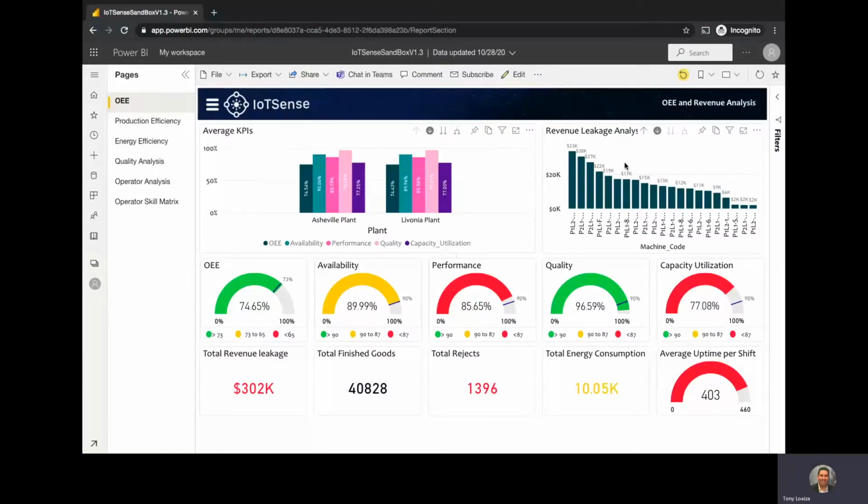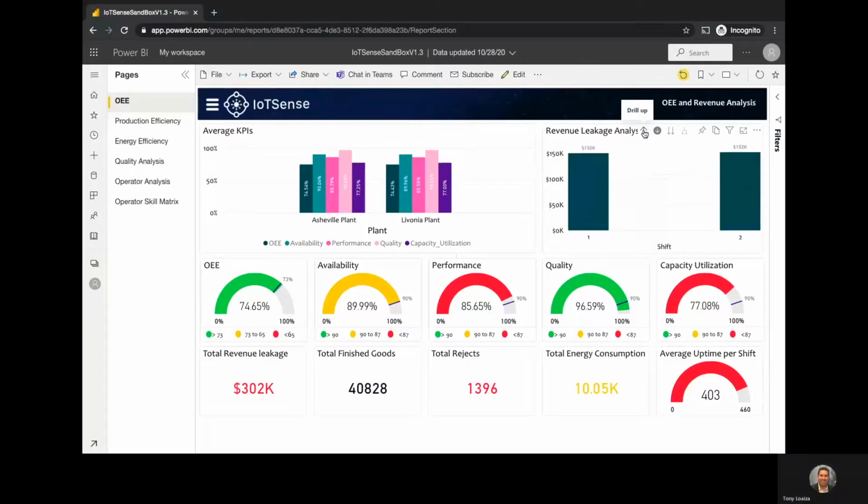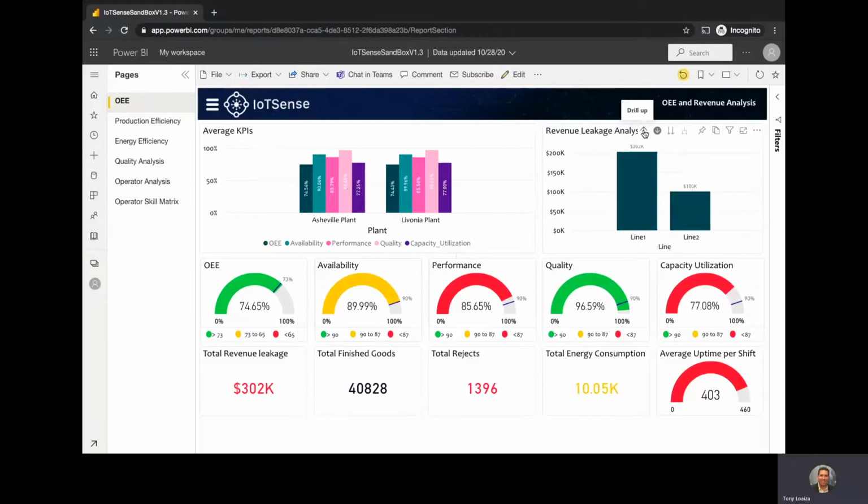Equally so here, we talk about revenue leakage. You can start to look at the areas of your business where you have the most inefficiency or the most cost impact, if you will, based on whatever parameters you're measuring. But you can do that again here at a machine level. You can do that at a shift level, at a line level, or of course, at a plant level or location level as well. And then you've got all the different KPIs.